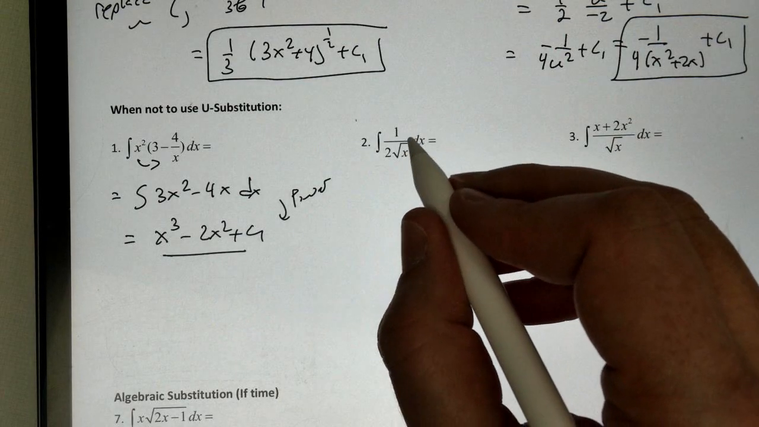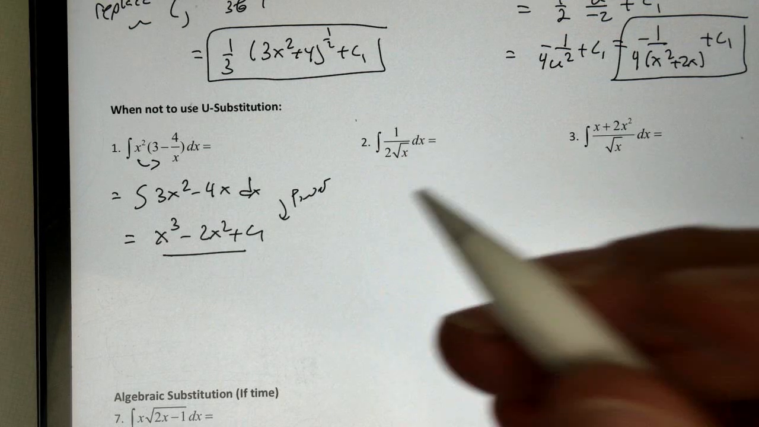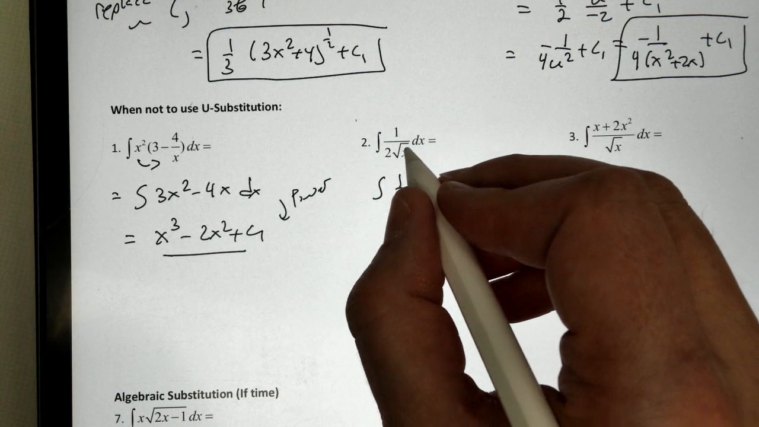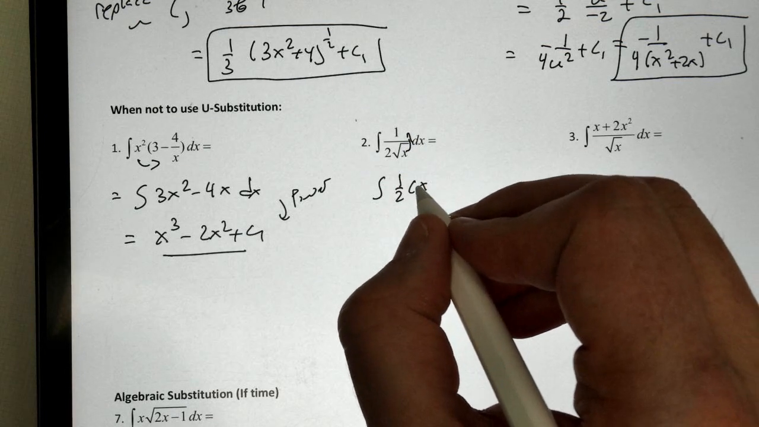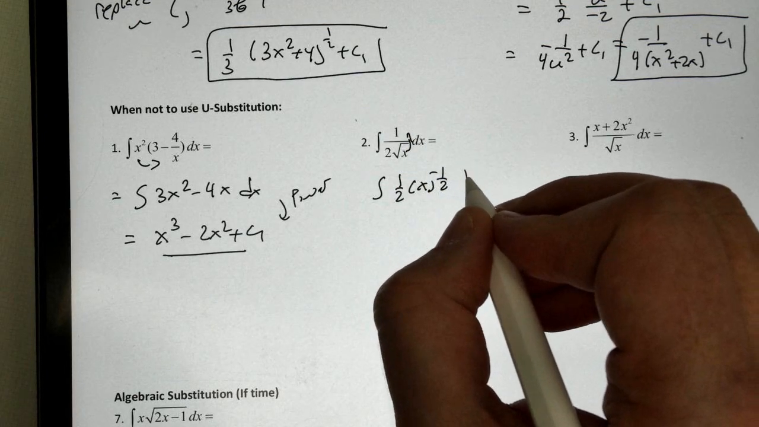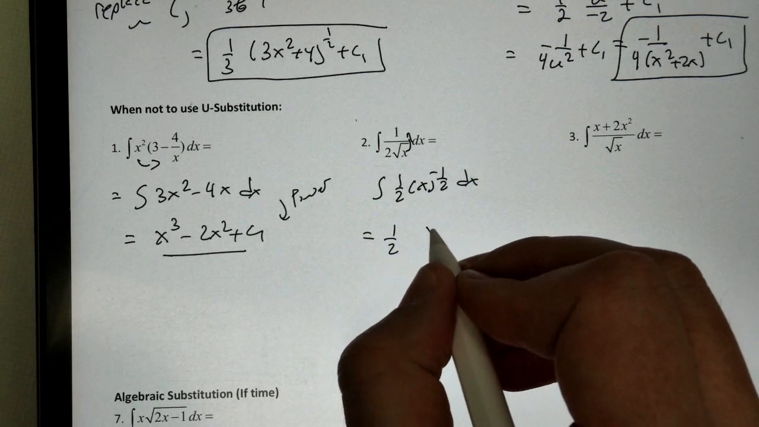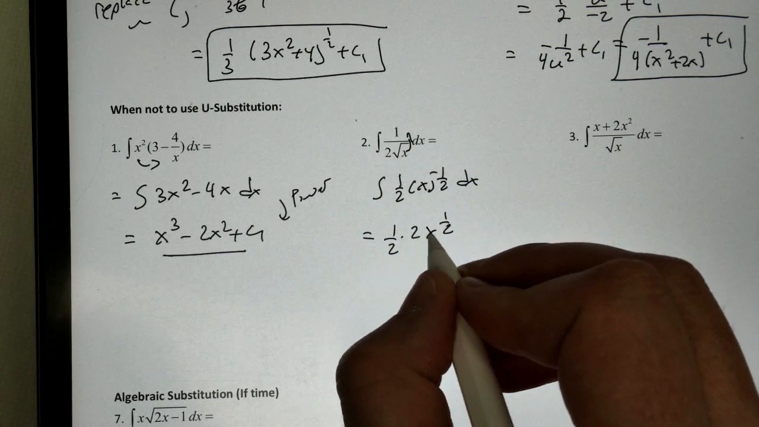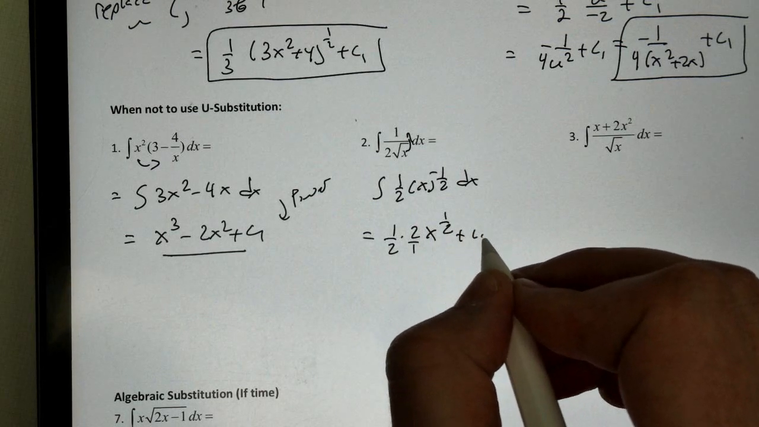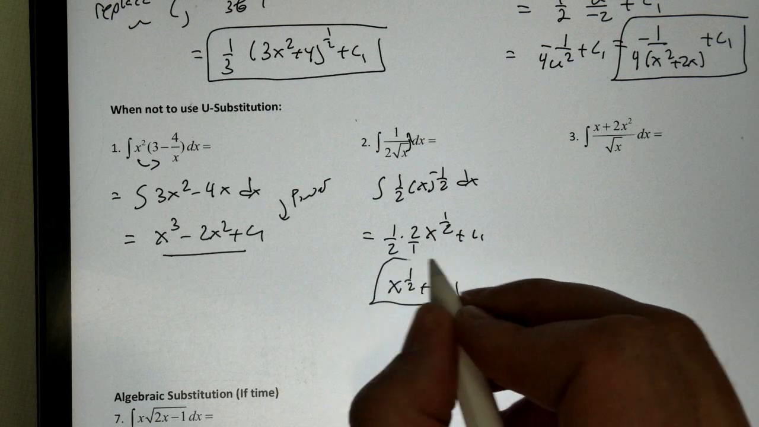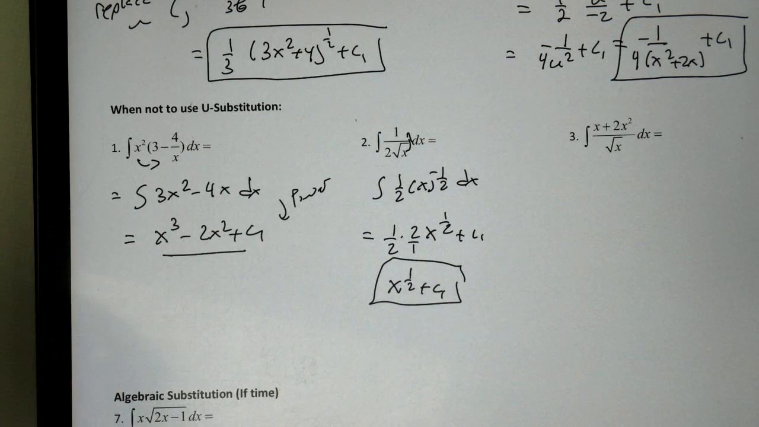What about something like this? I could use U substitution, but it's going to be kind of pointless. But if I rewrite it as 1/2, bring the square root of x up. X to the negative 1/2 dx. And again, just power rule. 1/2 x to the 1/2 times 2 over 1 plus c1. So that's just x to the 1/2 plus c1. There we go. Not everything is U substitution just because it looks composite.